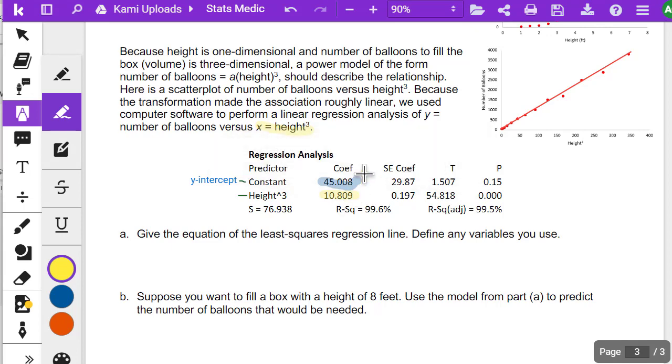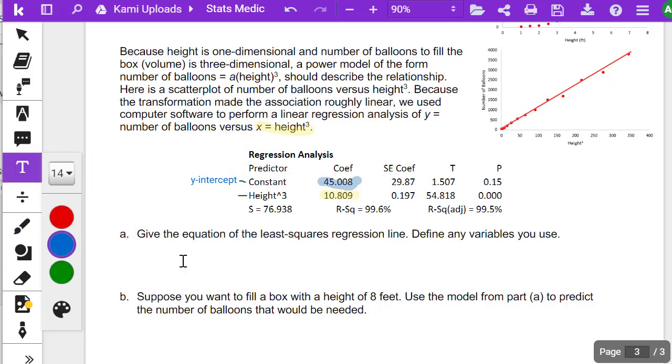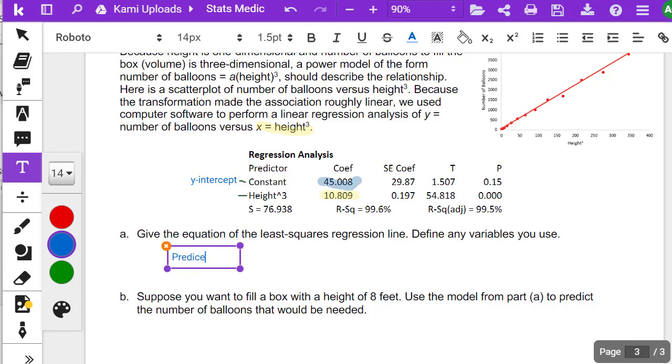By the way, it's probably good to practice. Just write these in order. Remember the intercept is first. So what is my y? My y is the number of balloons. Okay, so I'm going to say predicted number of balloons equals. Now I can actually just say number of balloons and draw that hat over it, but it's easier for me to type predicted. So I've got my slope, right? And that's going to be times height, and that's going to be raised to the third power. All right. So that's the equation.